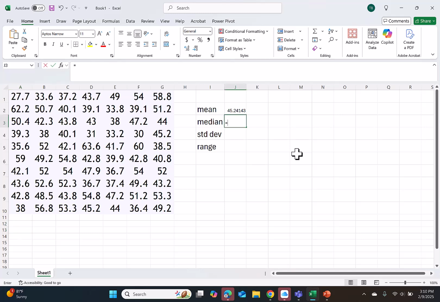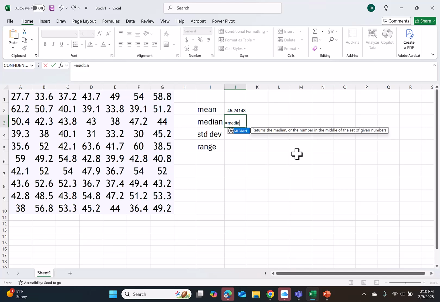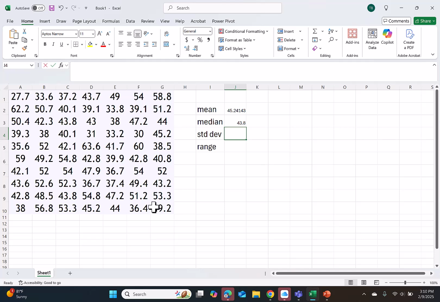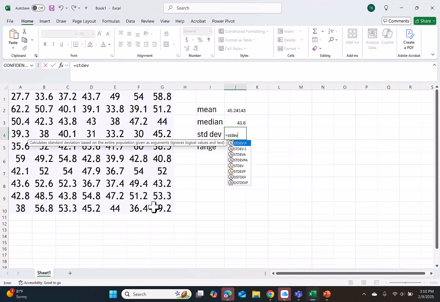Let's do the same thing with median. I push equals, I'm going to type median, put a parenthesis, highlight all of the data. Standard deviation equals STDEV, but remember it was a sample, so I hit .s, highlight all of the data.